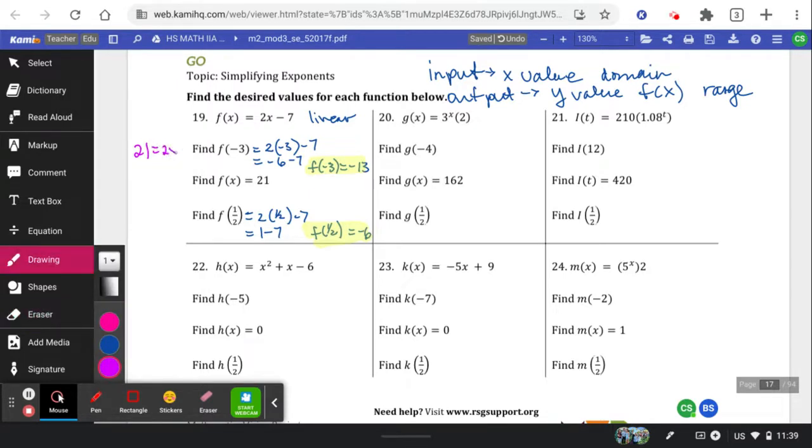2x minus 7 equals 21. We add 7 to both sides and divide by 2. We were given an output this time, and we just solved backwards for the input. You can write your answer as x equals 14 or f of 14 equals 21.